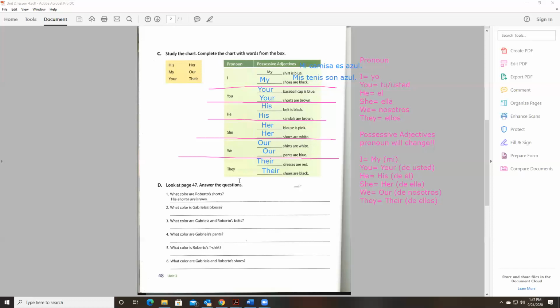All right, so now let's look at D. It says look at page 47 and answer the questions. Okay, number 1, it says, what color are Roberto's shorts? Okay, estamos hablando de los shorts de Roberto, right? So de él. So he cambia a his. His shorts are brown.